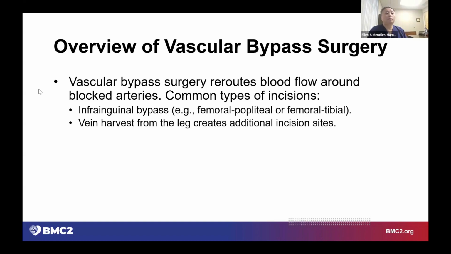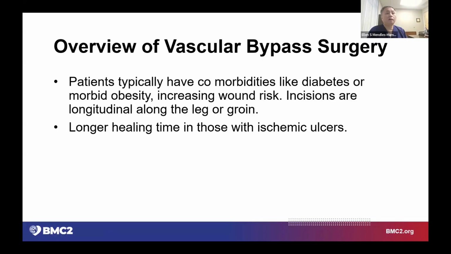So patients, typically a vascular surgery patient, have a lot of comorbidities like diabetes, morbid obesity. This increases their wound healing risk. And the incisions we make are longitudinal across the leg. For the groin incision, there are different ways to do it. You can do a transverse incision, you can do a longitudinal incision. A lot of times we do this surgery for ischemic patients, and if they have an ulcer, typically they take a longer time to heal. Next slide, please.